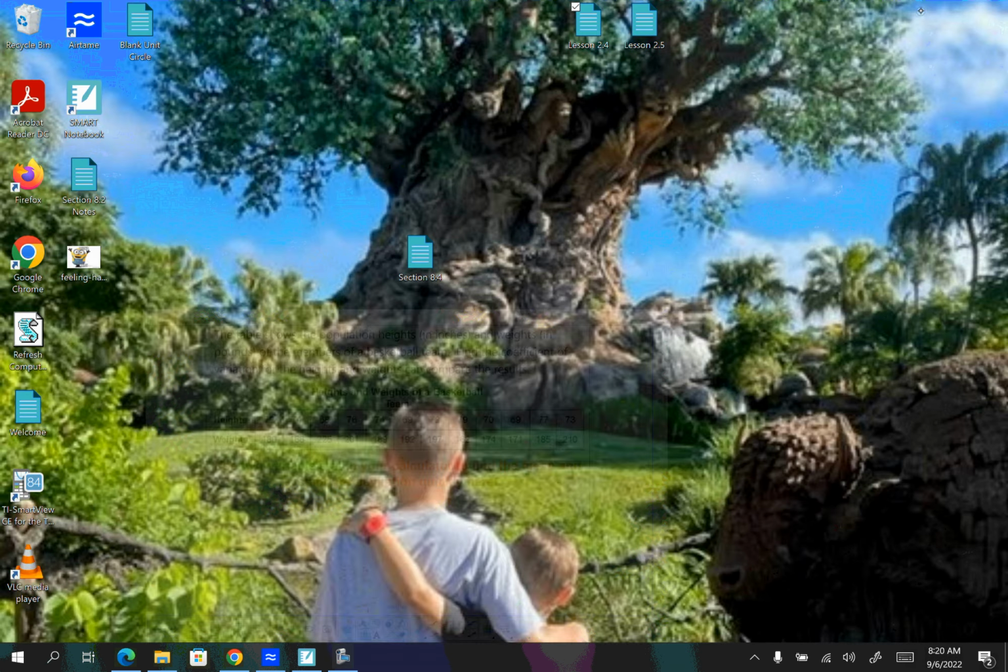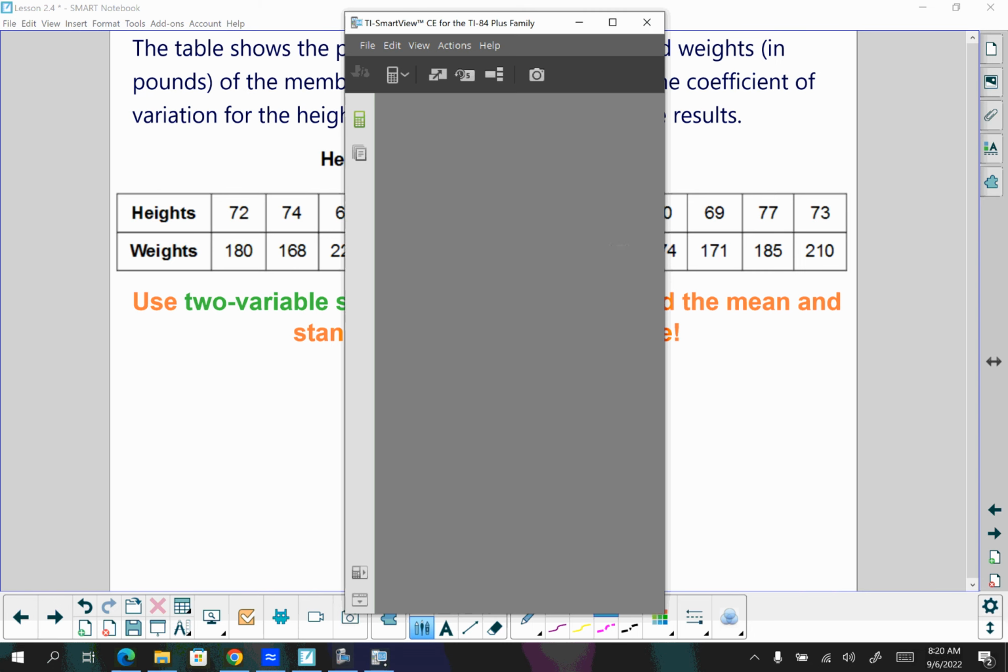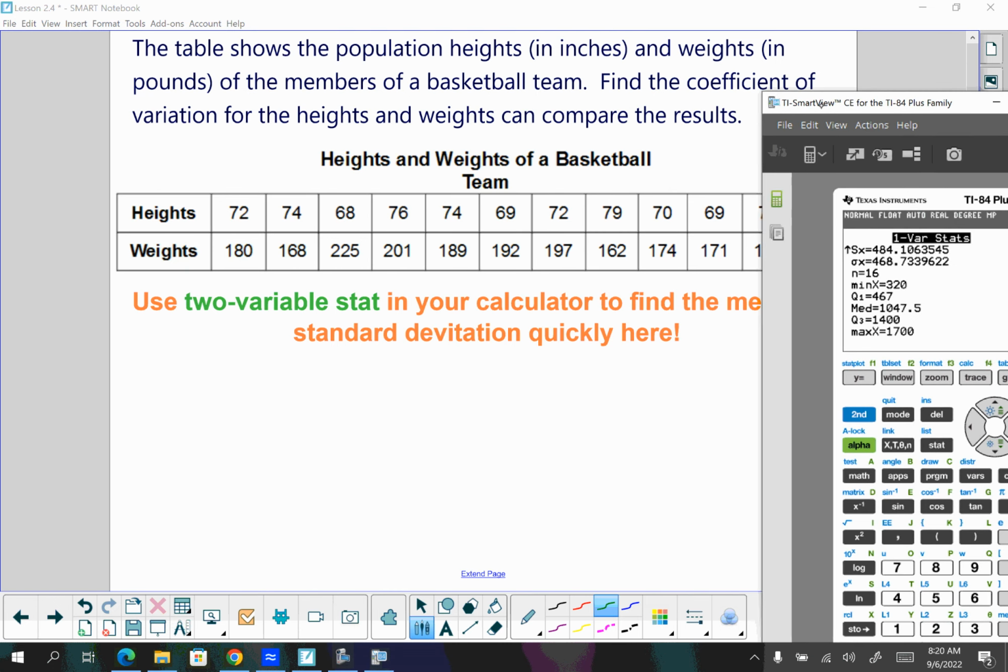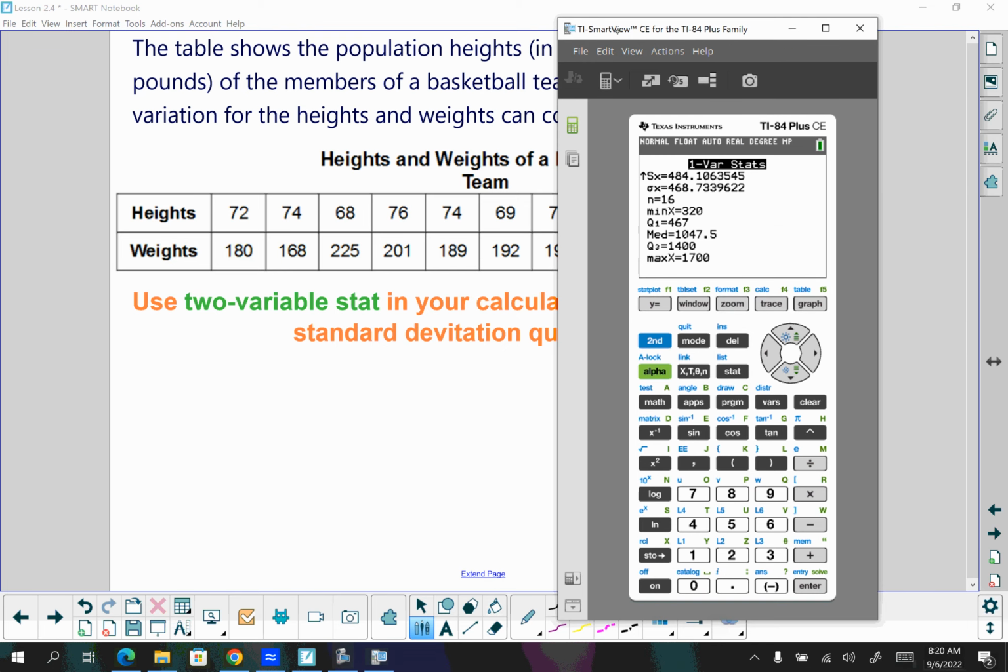What I need you to do, let me get mine loaded up, we're going to go into stat like we did before, and we're going to enter this data. This data is heights and weights of members of a basketball team. Heights and weights are different things that we're measuring, but we want to just see which varies more. All right, so we're going to go to stat.